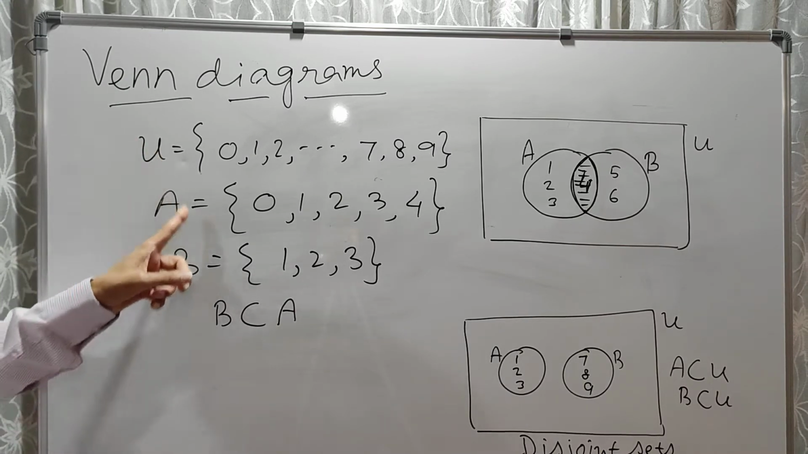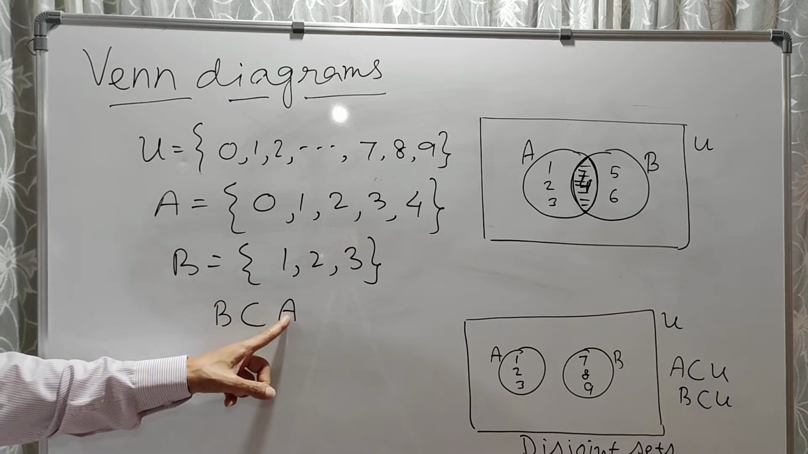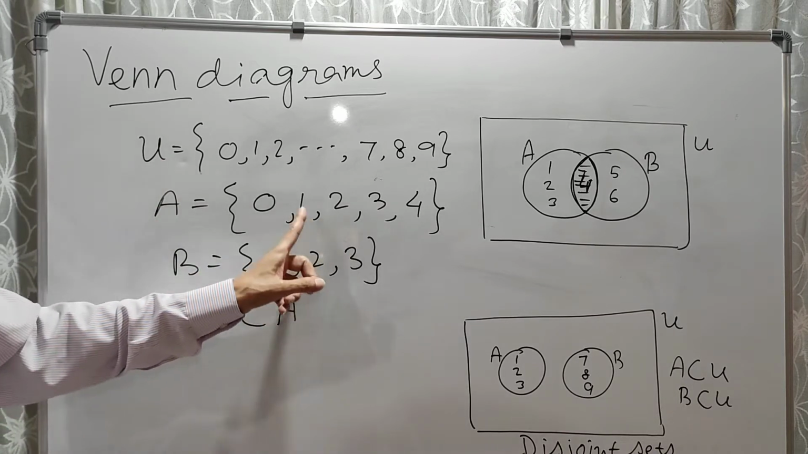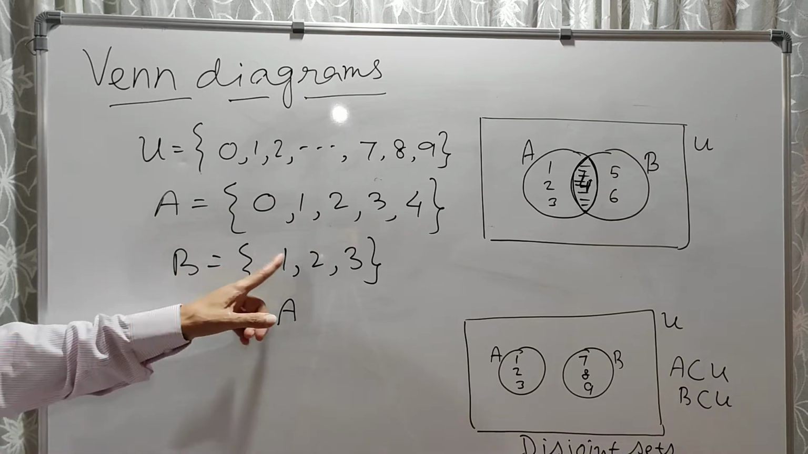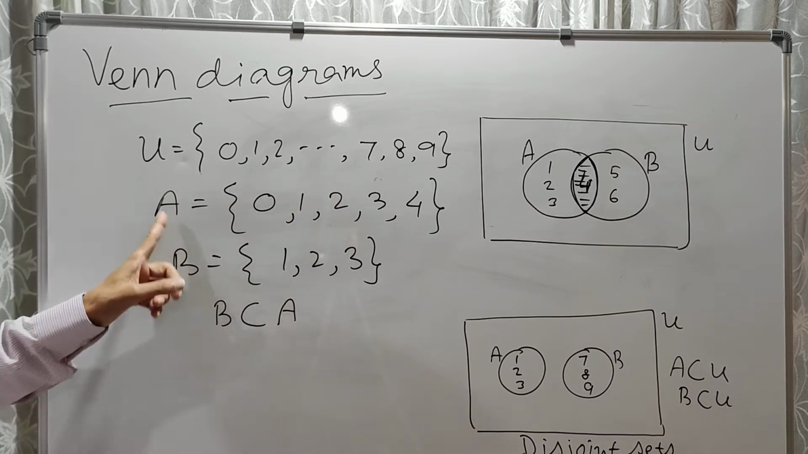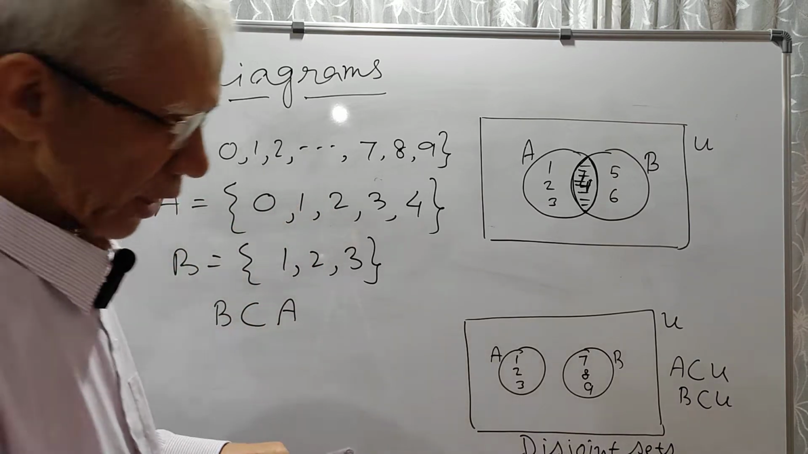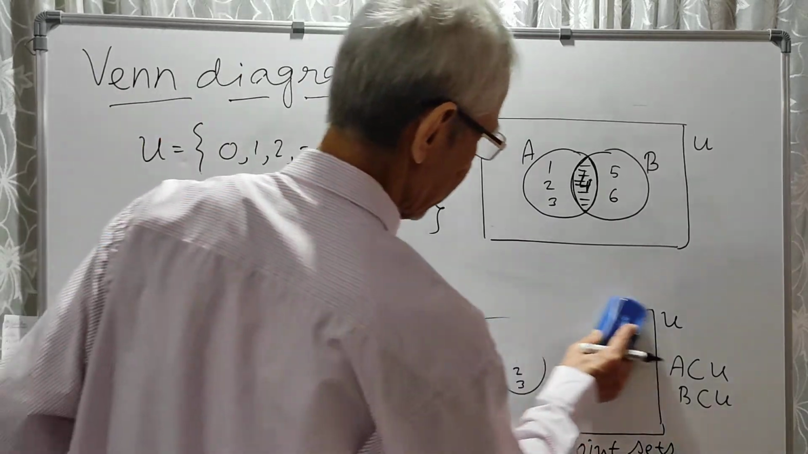But between A and B, what is the relation? B is a subset of A. Why? You see, these 1, 2, 3 are present here. These three elements are included in A, therefore B is a subset of A. Now what will be the Venn diagram for this?